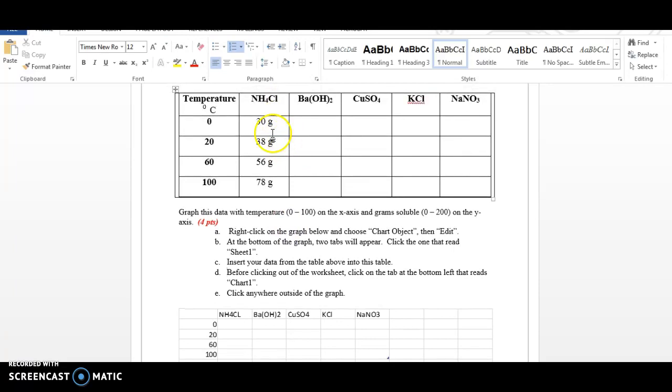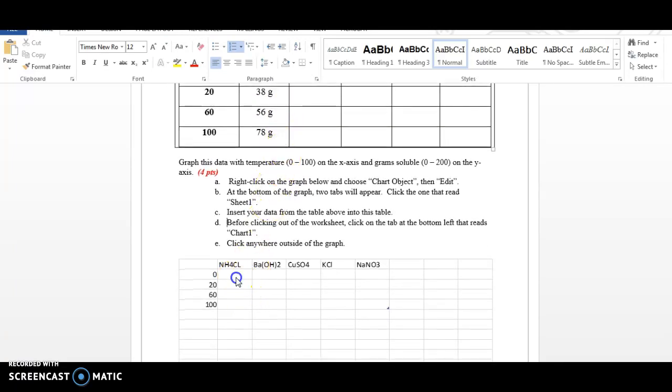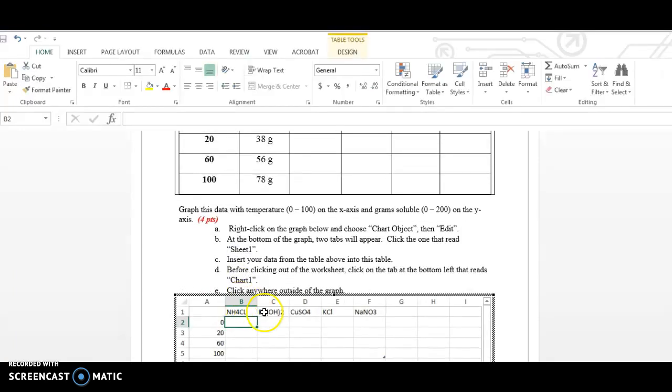So I have for NH4Cl ammonium chloride 30, 38, 56, and 78. I'll do this one for you guys. So I want to put in 30, 38, 56, and 78. Don't include any like the G for grams or anything like that. Just do the numbers. So insert your data there.